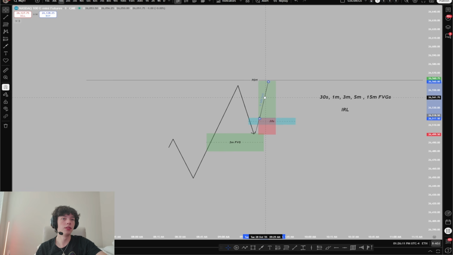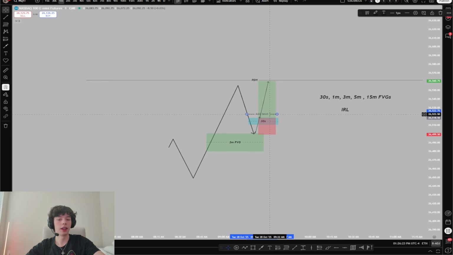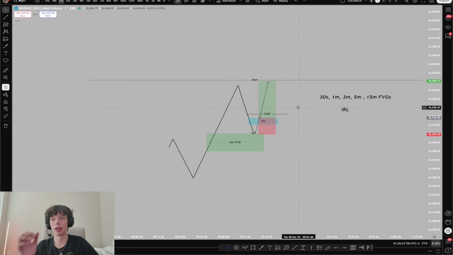Another thing you can do if there is not an inverse here or a fair value gap, which a lot of times there will be on different time frames, you just have to check them all. You can do a CISD, a change in the state of delivery, and that could also be your entry if there's a lot of displacement. But personally, I like doing inverses. So now let's go ahead and get into an actual chart example.